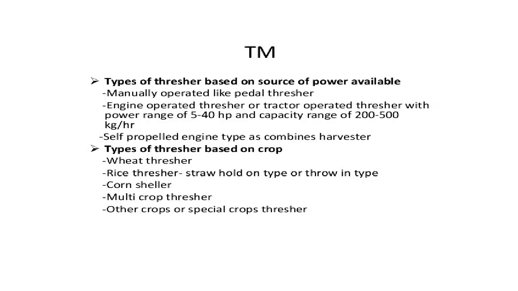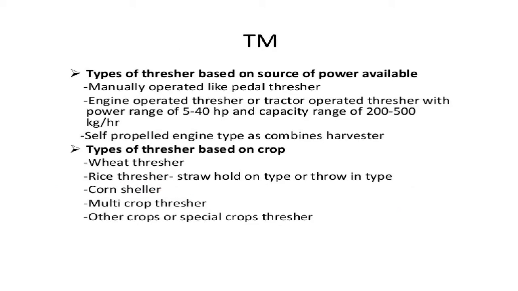spike tooth type. The types of thresher based on the sources of power available: manually operated like a pedal thresher, or engine operated thresher, or tractor operated thresher with a range of 5 to 40 HP, and it has a capacity range of 200 to 500 kg per hour. And it may be the self-propelled engine type as a combine harvester.